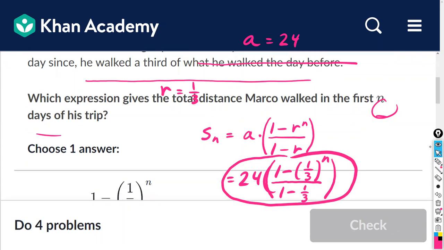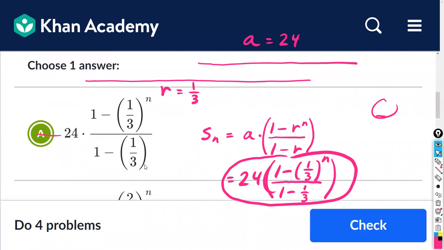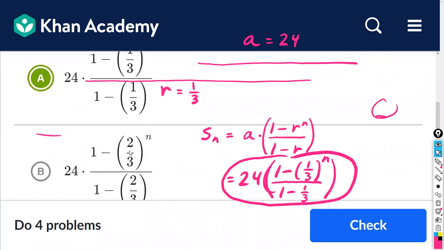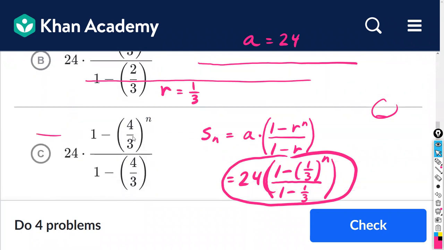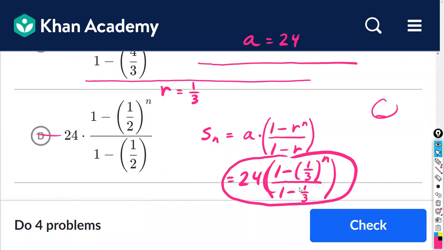So looking at the choices here, 24 times 1 minus 1/3 to the N over 1 minus 1/3. That's correct. We're only choosing one answer. If you want to check the other ones, here they use 2/3. That's wrong. Here they use 4/3. That's wrong. Here they use the half. That's wrong.